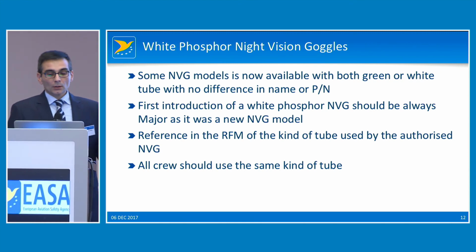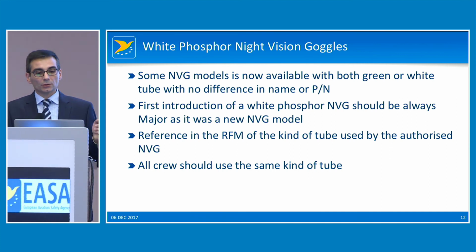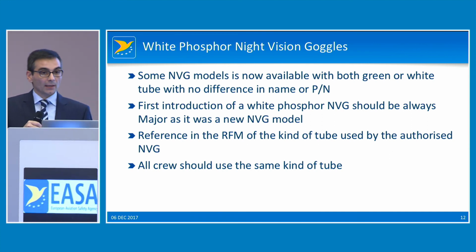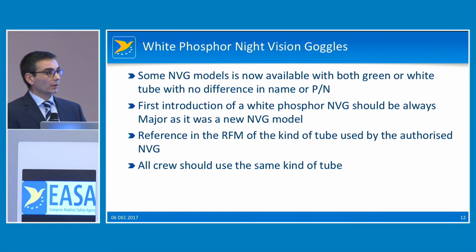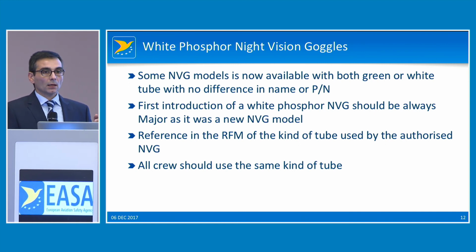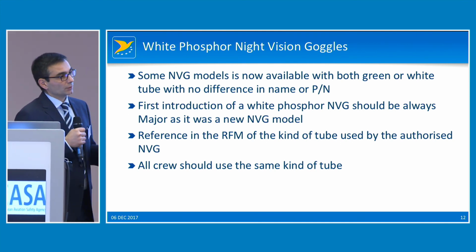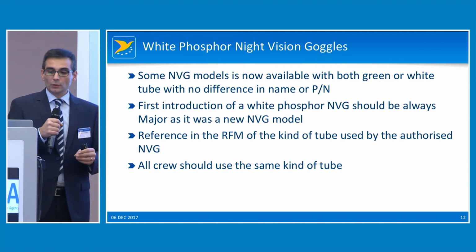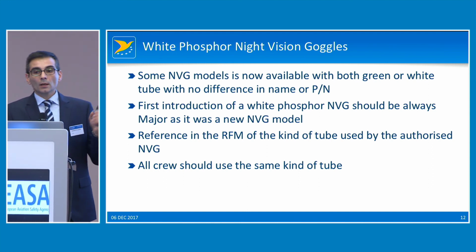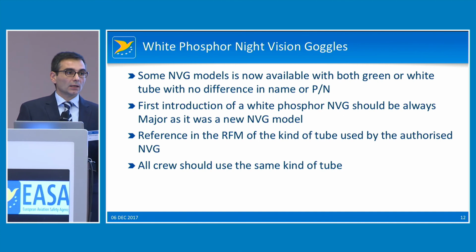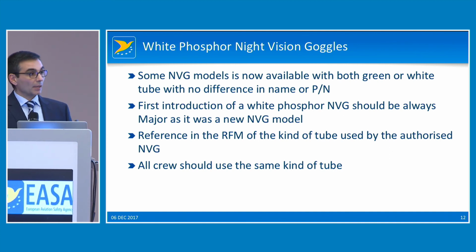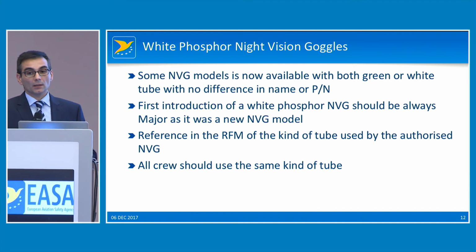So we ask to have the first introduction of the white phosphor NVG as a major change to your NVIS certification for the time being. We can relax this in the future. And we ask to have a reference in the RFM whether any NVG that you are approving with your certification is either white phosphor or green phosphor or both. And of course, as the operational rule says so far, we ask to have for all crew the same kind of tube and the same kind of NVG model.